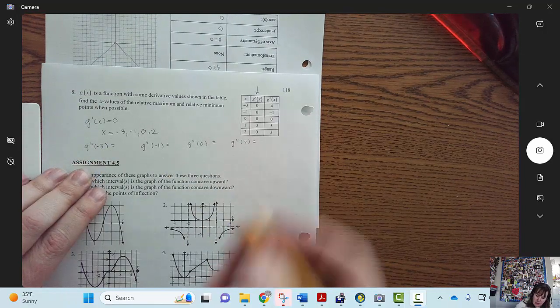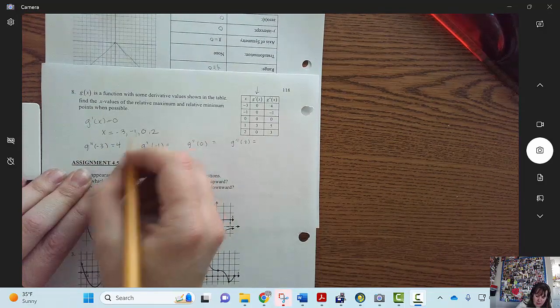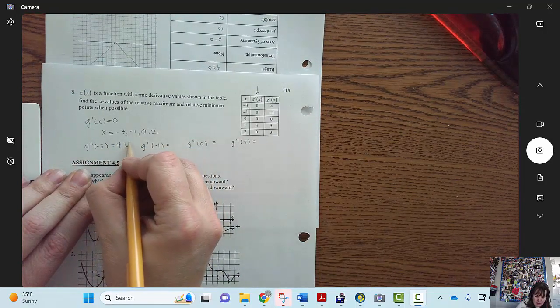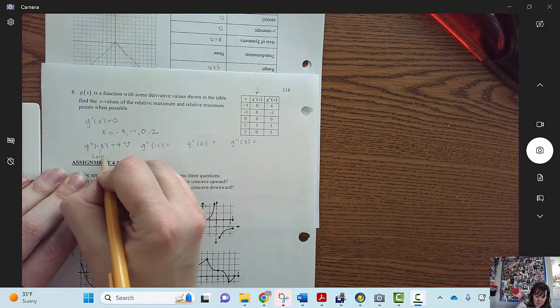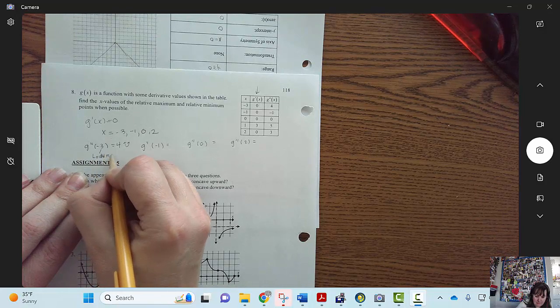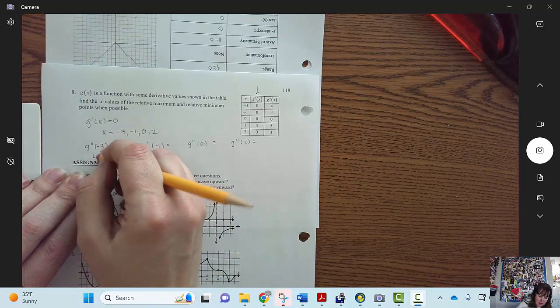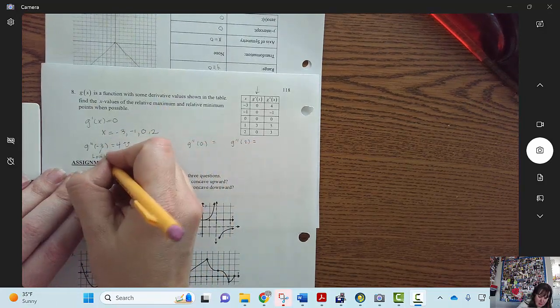So g double prime of -3 is 4. Again, that's a positive, so it means we have something that's concave up. So that means we have a local max here. Local max. Spelling's a problem sometimes.